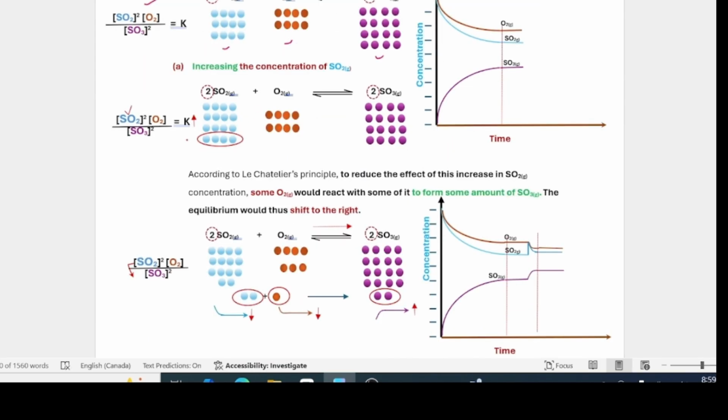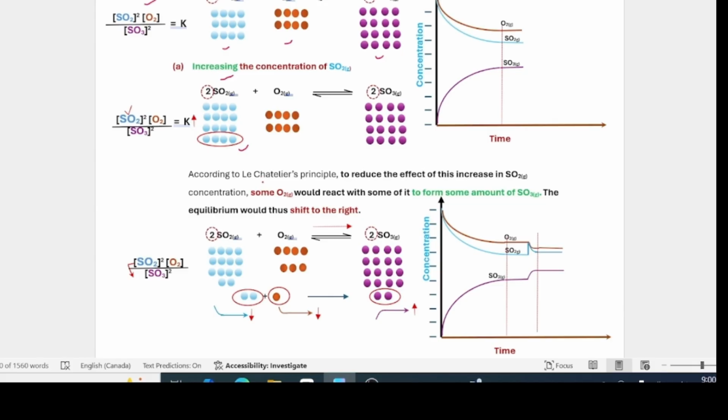In this first example, we are increasing the concentration of sulfur dioxide. That's the initial concentration, and this represents the increase in concentration. So what do you think will happen when you increase the concentration of sulfur dioxide?